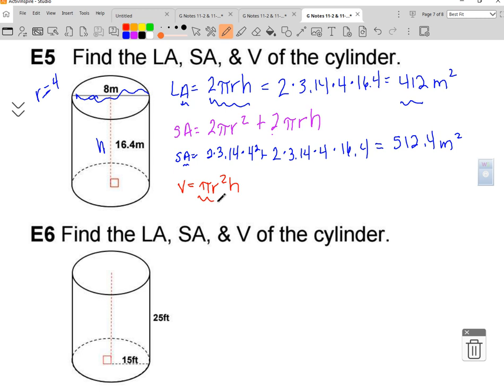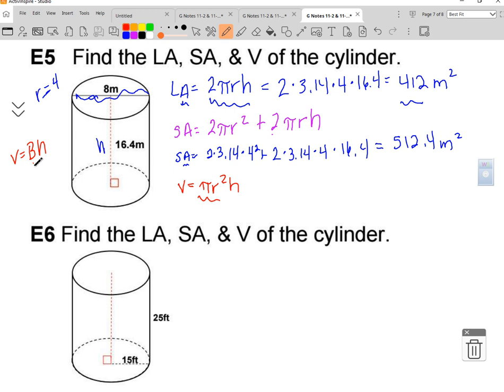Yes, so this is big B, this is h. Right? So the volume formula is capital B times h. Remember, big B stands for the area of the base. Since our base is a circle, we substitute the big B with pi r squared, because that's the formula for the area of a circle.